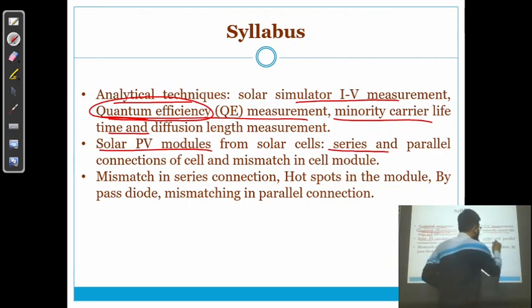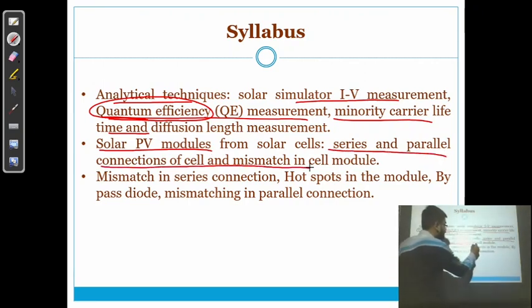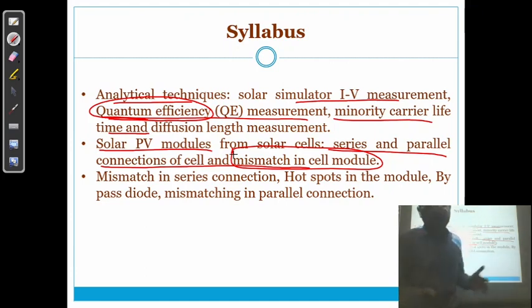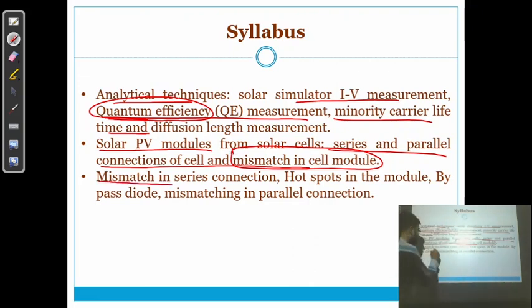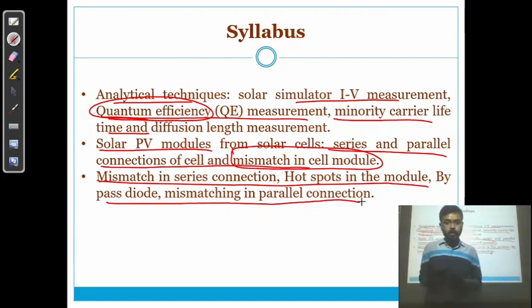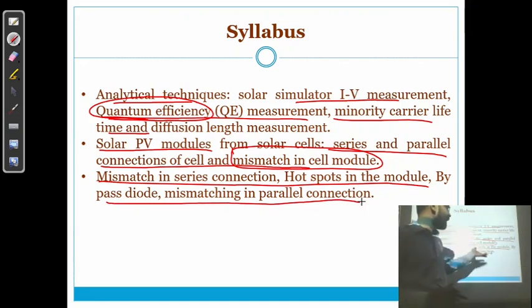So we will study series and parallel connection of cells, and in those connections we will also have problems, which are nothing but mismatch. We will see the series and parallel connection of individual solar cells in detail, and the problems associated with it. So this is the mismatch in series connection, hotspots, and its solutions. The hotspot in a module is a consequence of mismatch, and we are going to study this in detail.